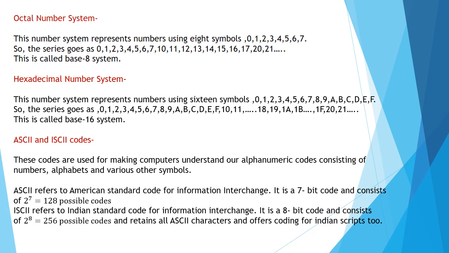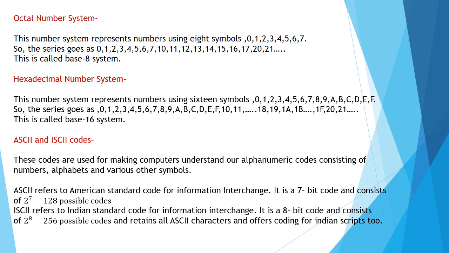So to get the balance for our Indian coding also, a new system was generated, that is ISCII, which refers to the Indian Standard Code for Information Interchange, and it is an 8-bit code. This 8-bit code consists of 2 to the power 8, which is equal to 256 possible codes, and this ISCII code retains all the ASCII characters also. So whatever characters ASCII has are already present in ISCII, and ISCII also offers you Indian scripts, that is, Devanagari and other Indian scripts.